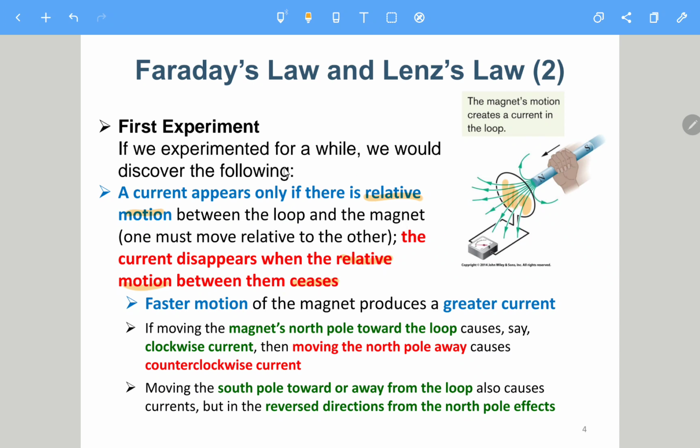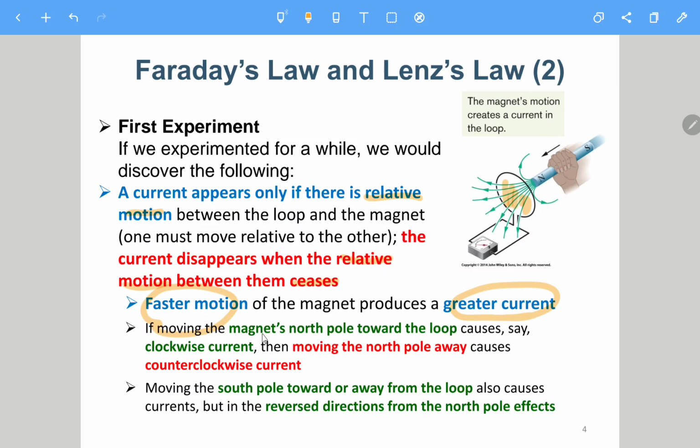So here we just do this simple experiment to observe some interesting facts. Here it says faster motion of the magnet produces a greater current. If you move faster, the current will be greater. If moving the magnet bar's north pole towards the loop causes, say, clockwise current, then moving the north pole away causes counterclockwise current.